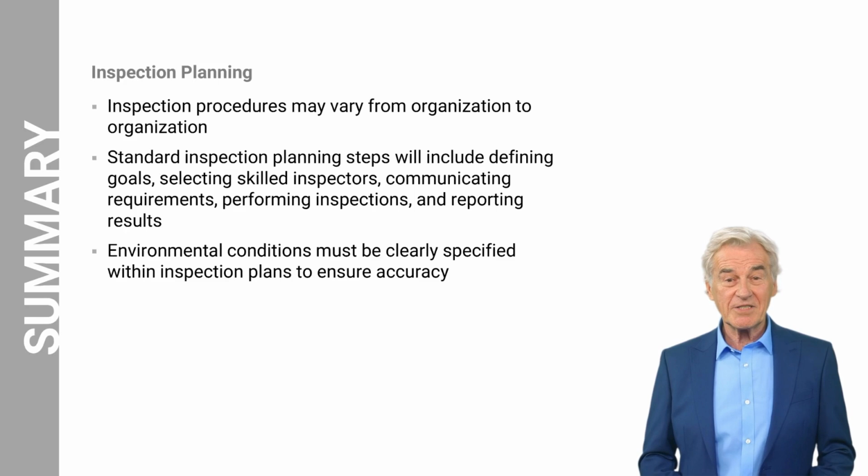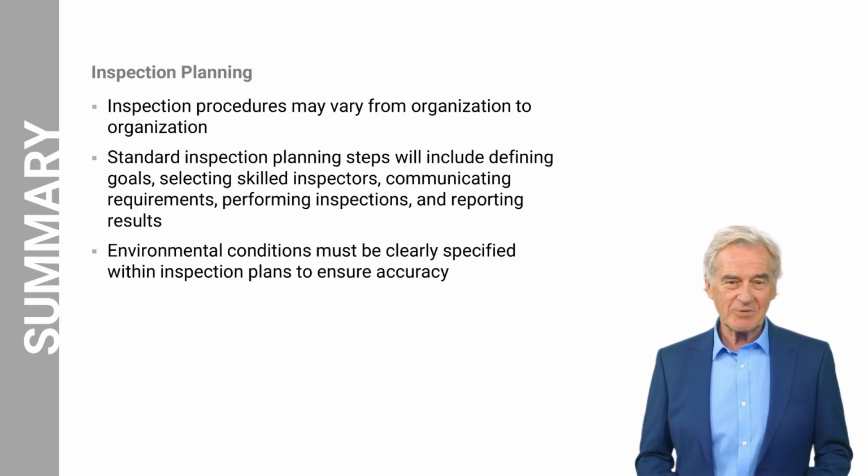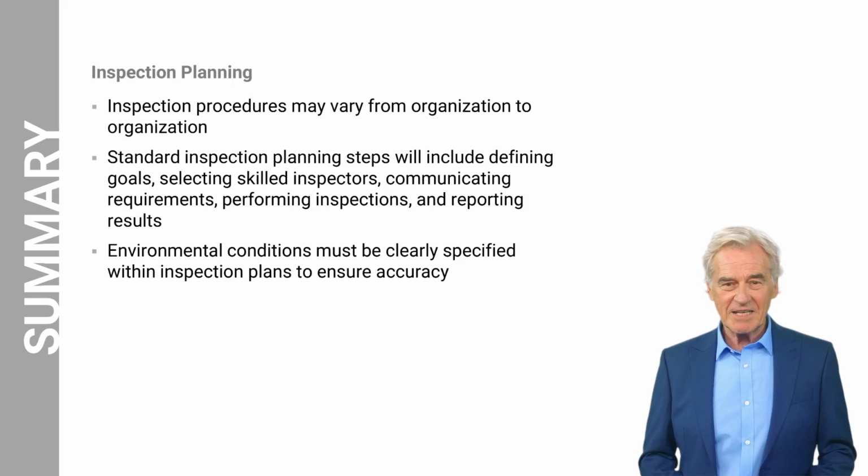In summary, there are some general procedures for inspection planning, which include defining the objective of the inspection, identifying an inspector with the required skills, communicating the requirements for the inspection, conducting the inspection, and then finally reporting the results. When planning for an inspection, you must consider the environmental conditions in which the inspection will be conducted and record them in the inspection plan.